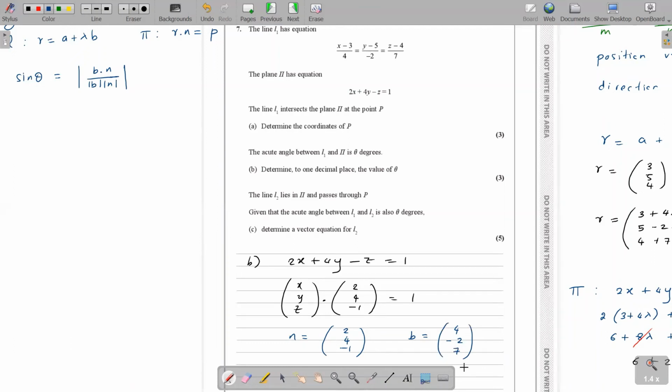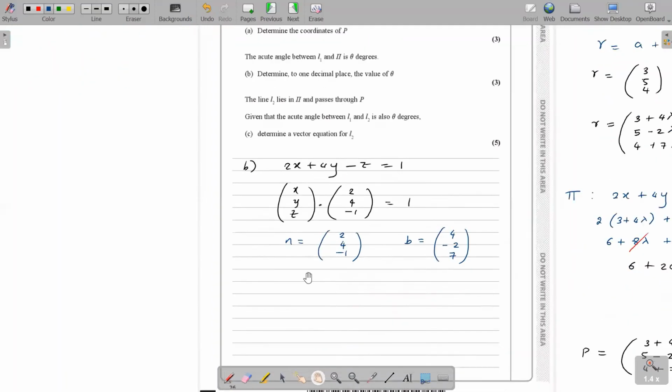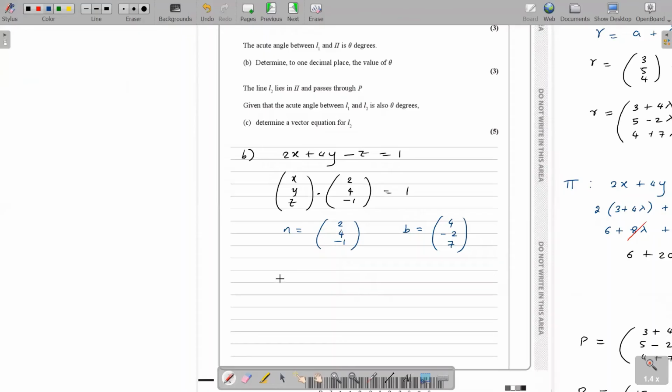Okay. So now all we need to do is find the angle. Just use the sine theta equation. Sine theta equals b dot n over modulus b modulus n. We'll calculate b dot n first. b dot n is 4, minus 2, 7 dot 2, 4, minus 1. What happens? 4 into 2, 8.